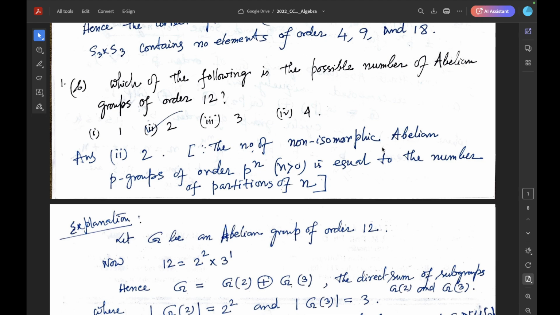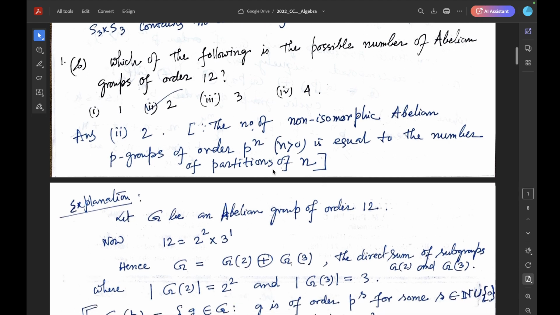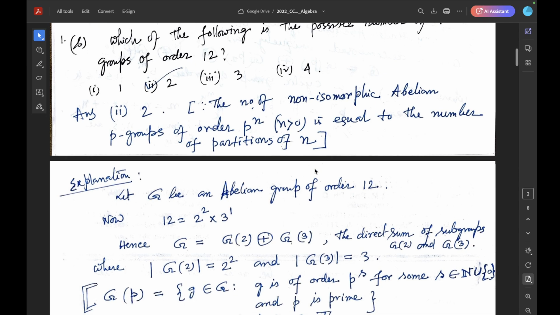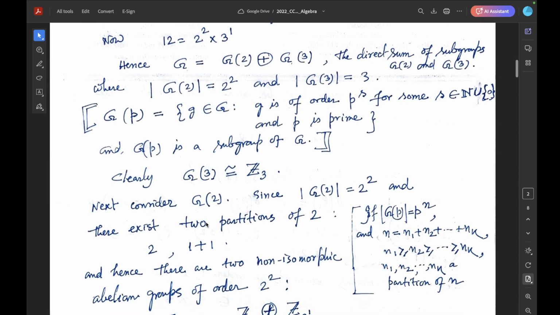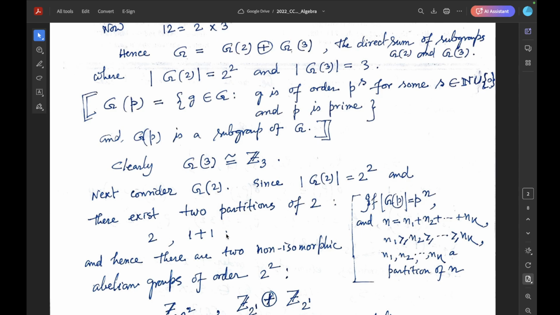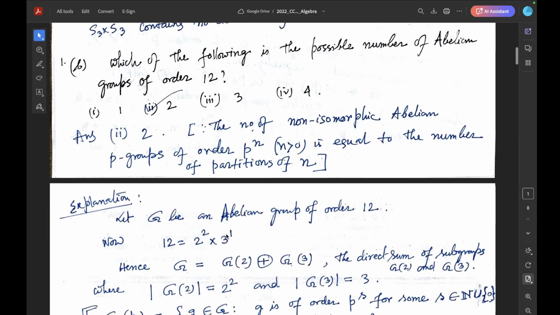The number of non-isomorphic abelian p-groups of order p to the power n is equal to the number of partitions of n. So for this case we get the partitions 2, and 1 plus 1, and so on. Hence the correct option is 2.